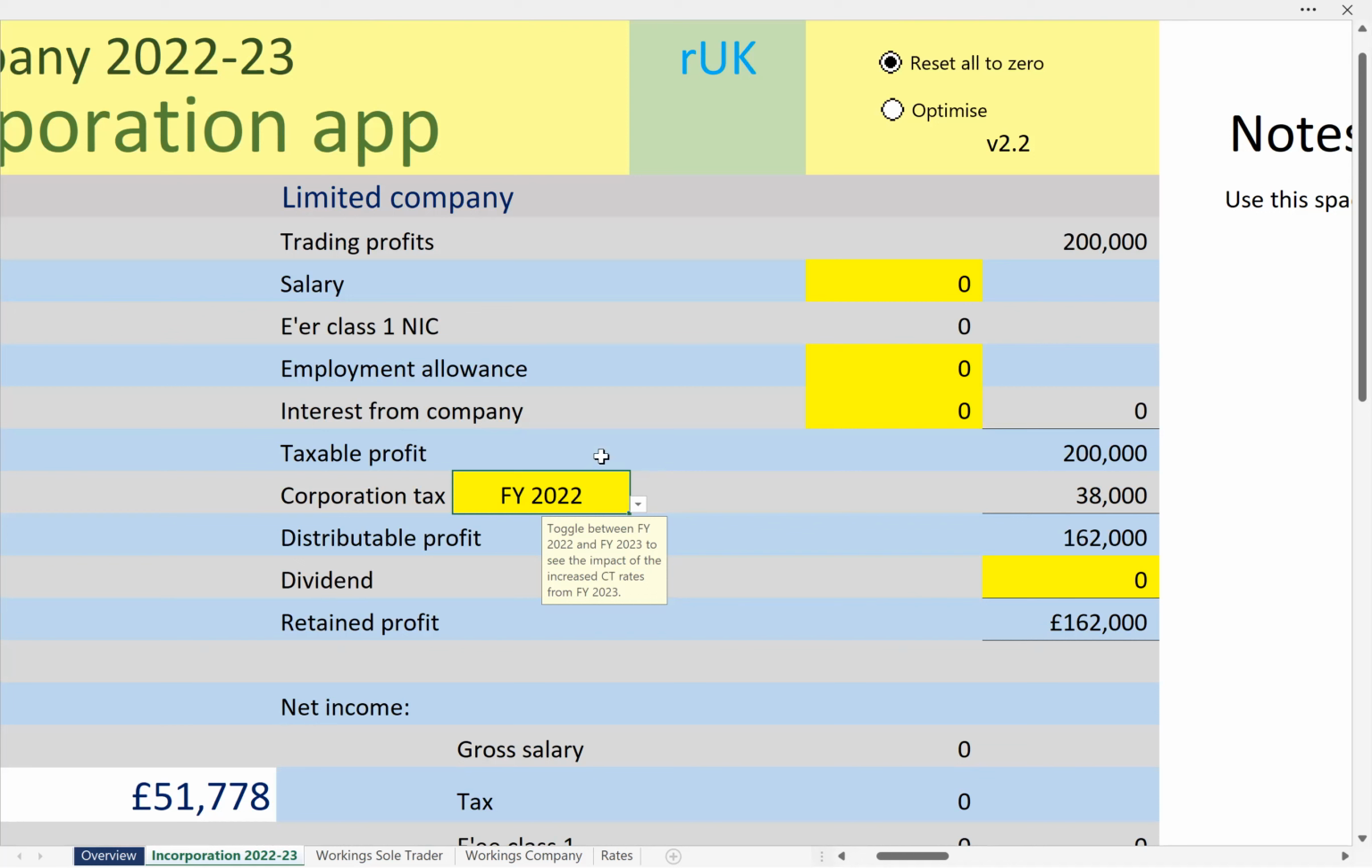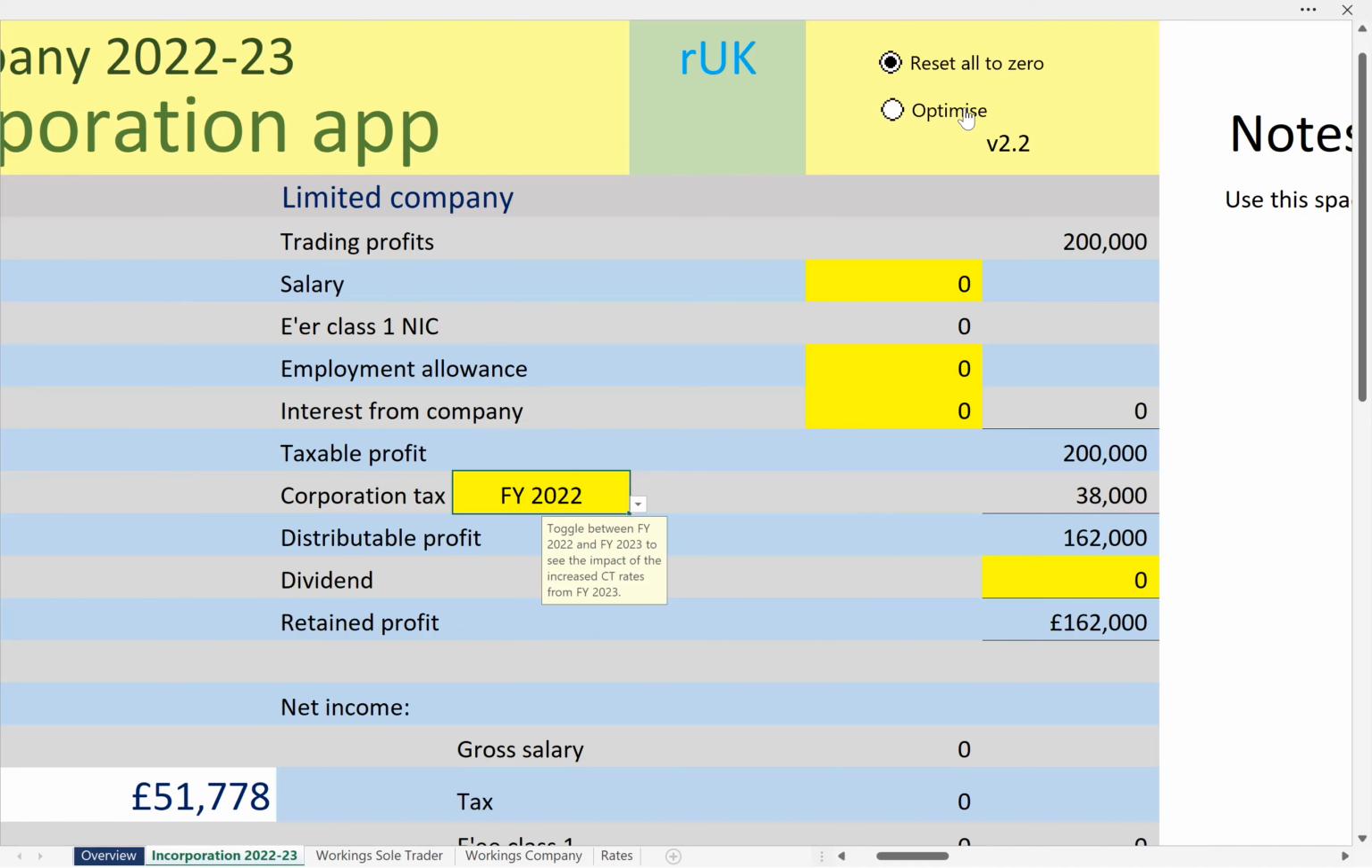And in fact, if I do that toggle now, then switch to FY23, are you sure? You can see that the corporation tax liability, if I don't have any salary, etc., is 49,250, whereas if it was FY22, it would only be 38,000. Because, fortuitously, and as far as we know at the moment, the income tax rates and national insurance contributions will not change next year. This does mean that this tool can actually be used to plan for incorporations, not just for the current tax year, but also for 23-24.